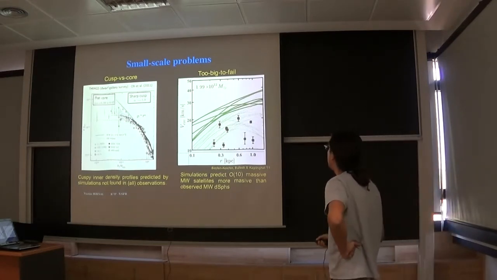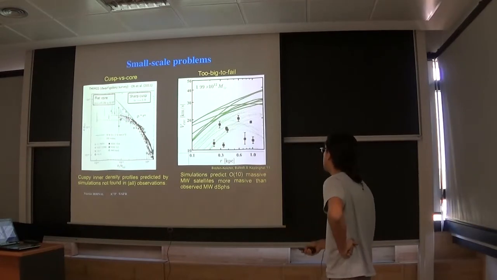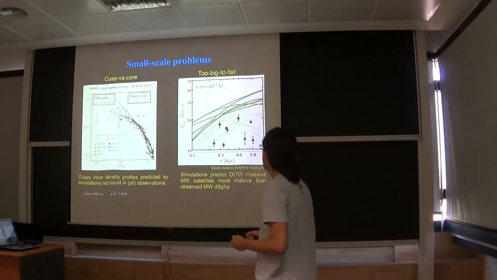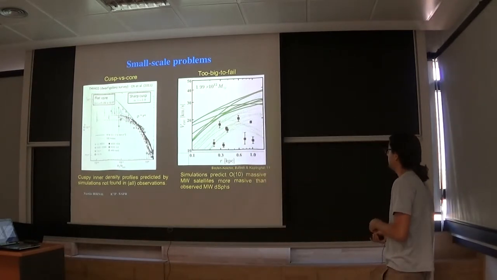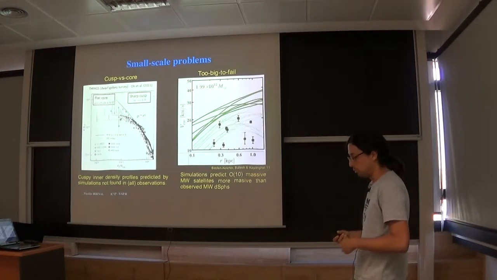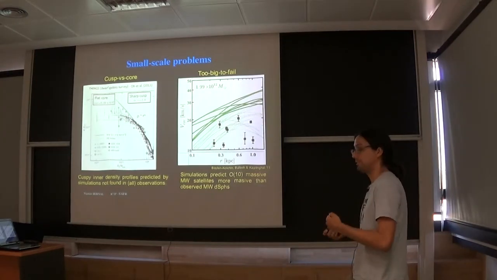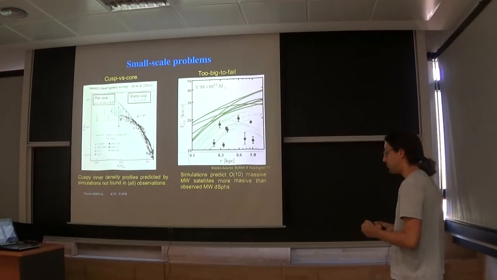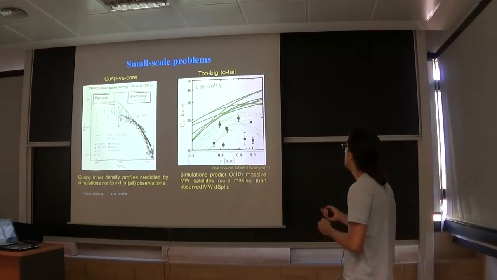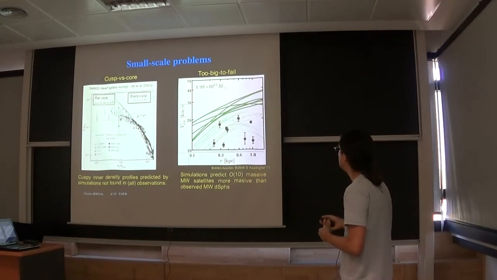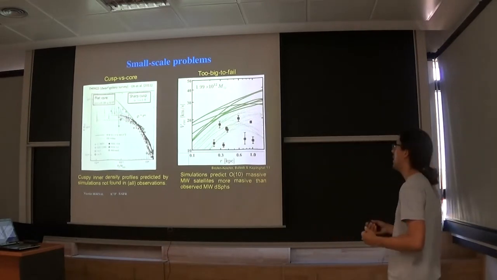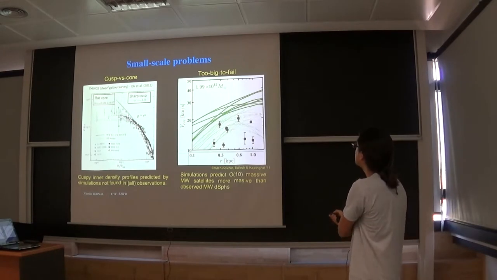On the other hand, we have this too big to fail problem, which is basically that N-body simulations predict very massive Milky Way satellites, very massive clumps, but that's not observed in our galaxy. So one option is we have to understand why these very massive halos are not formed, or the other option is why these very massive clumps don't manage to accrete baryons. So these clumps are too big to fail, meaning that they're too big to fail accreting baryons, right? So that's another problem that's at very small scales, right?